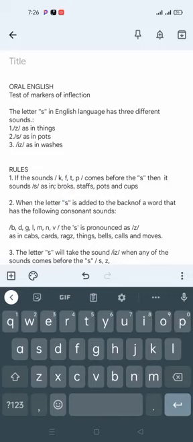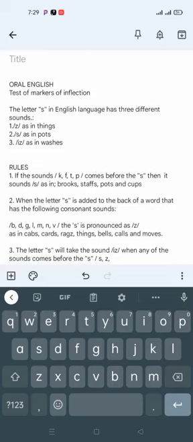Okay, now again, when you have the letters K, letter F, or the letter T, or the letter P, the S that comes after it takes the sound S. Is that okay? Alright.